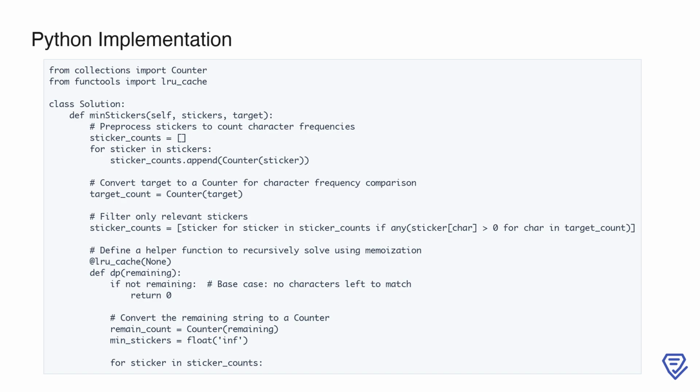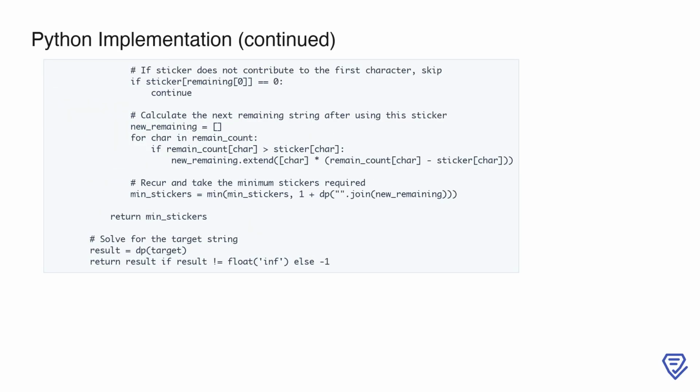The base case is straightforward. If there are no characters left to match in the target, the function returns 0, as no stickers are needed. Now, within the helper function dp, we first convert the remaining string into a Counter object called remain_count, which tracks the frequency of characters still to be matched. We initialize a variable min_stickers to infinity, which will keep track of the minimum number of stickers required. Next, we iterate over each sticker in our pre-processed sticker_counts. If a sticker does not contribute to the first character of the remaining string, we skip it, as it cannot help reduce the problem size for this step.